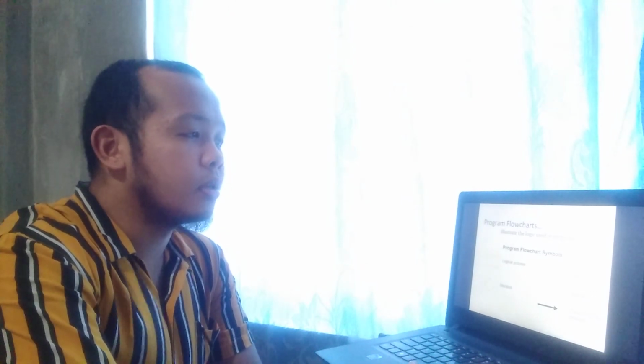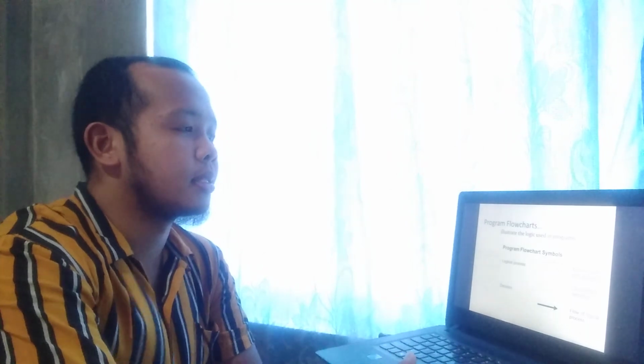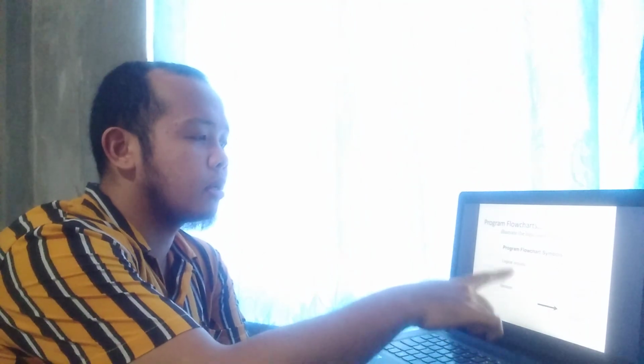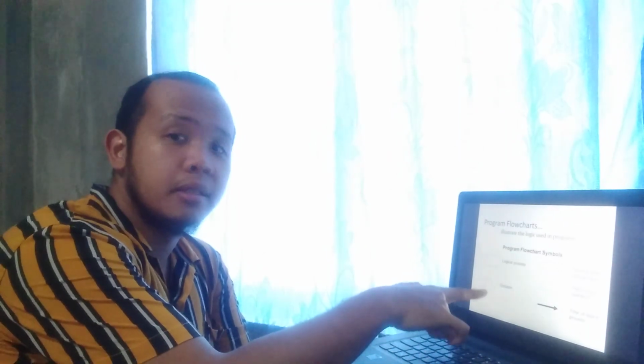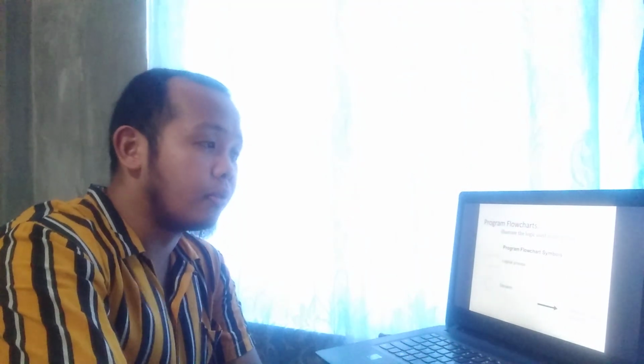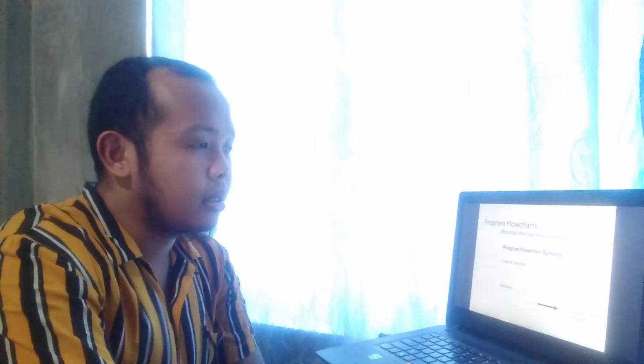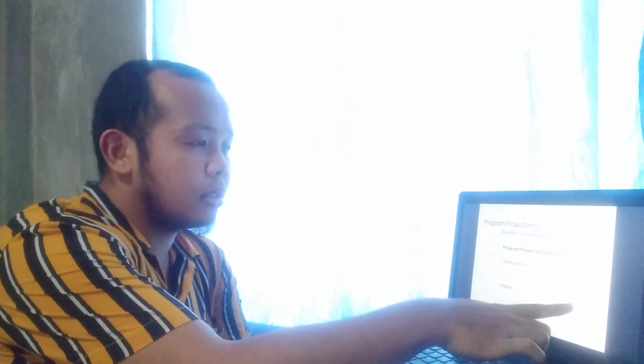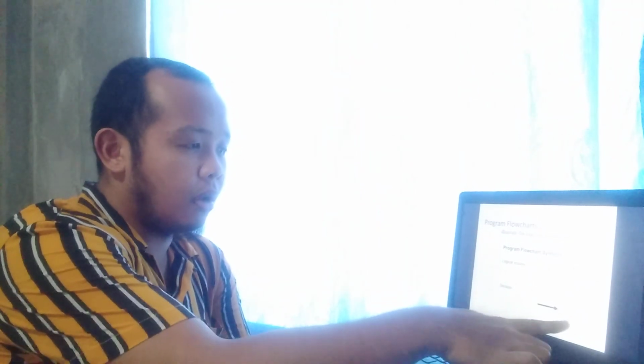Next, program flowcharts illustrate the logic used in programs. Program flowchart symbols: logical process, decision, diamond. Okay? Approve or disapprove. Okay. Terminal start, input output, flow of logical process. Okay.